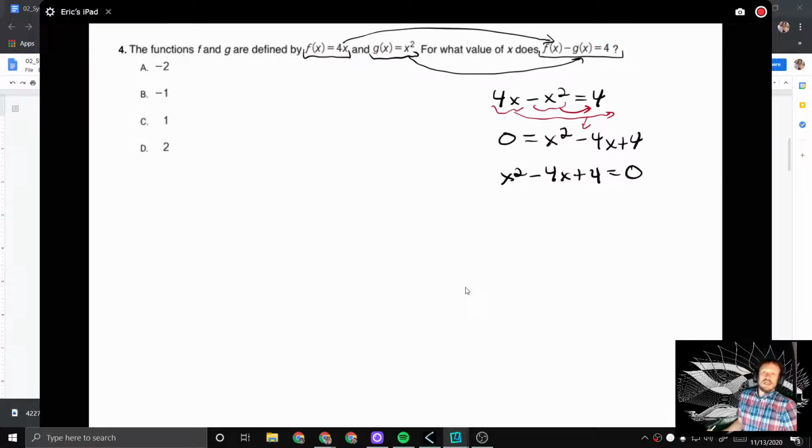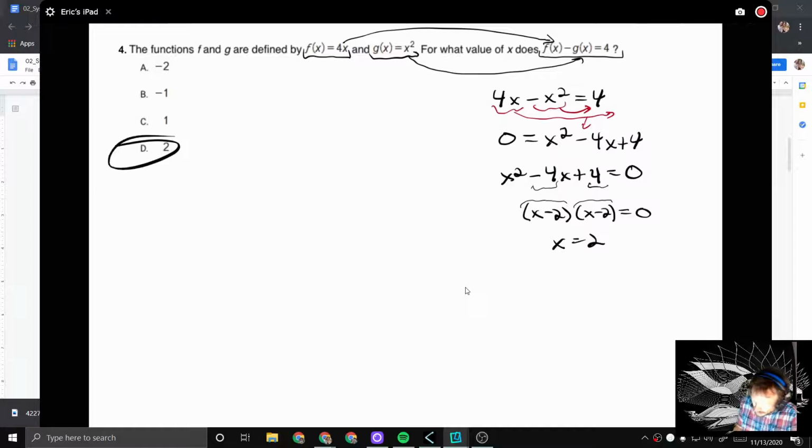Now I want to think about how to do this. If you're good at factoring, you might see right away that negative 2 times negative 2 is 4, and negative 2 plus negative 2 is negative 4. So I could write x minus 2 times x minus 2 equals 0. We have an expression times another expression equals 0, so that tells us one of those 2 expressions has to be 0. They're only 0 when x is 2, so there's our answer, x is 2.